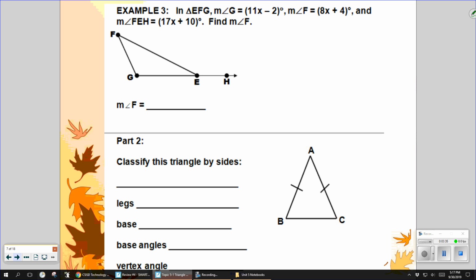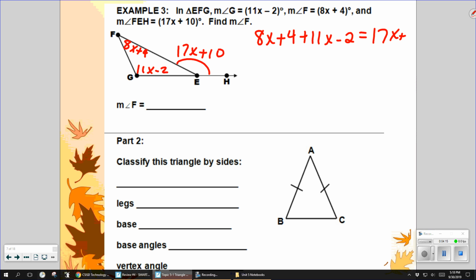And then when it comes to problems like example 3, we have algebra in all of our angles, and so we can't use that method. We have to use the theorem to help us solve it. So for this one, it says that the measure of angle G is 11x minus 2 degrees, and the measure of angle F is 8x plus 4, and the measure of angle FEH, which is our exterior angle, is 17x plus 10. And it says find the measure of angle F. So we're going to take the sum of the two remote interior angles, add those together, and we know that that should equal the measure of the exterior angle.